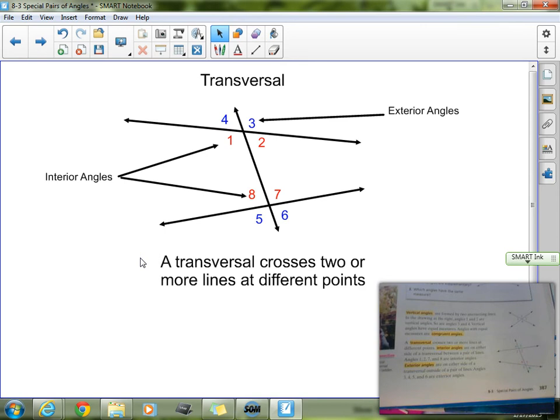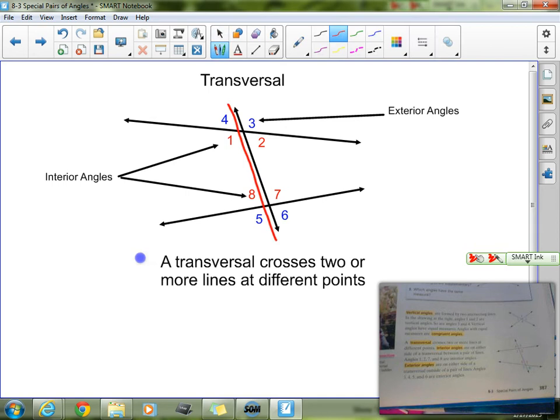And finally, we're going to talk about what's called a transversal. A transversal is simply a line that crosses two or more lines at different points. So on my example right here, this line crosses this line and this line at different points. So that's what we call a transversal. Now, transversals form lots of interesting angles, and we have names for these angles. Simply, angles outside the lines are what we call exterior angles.